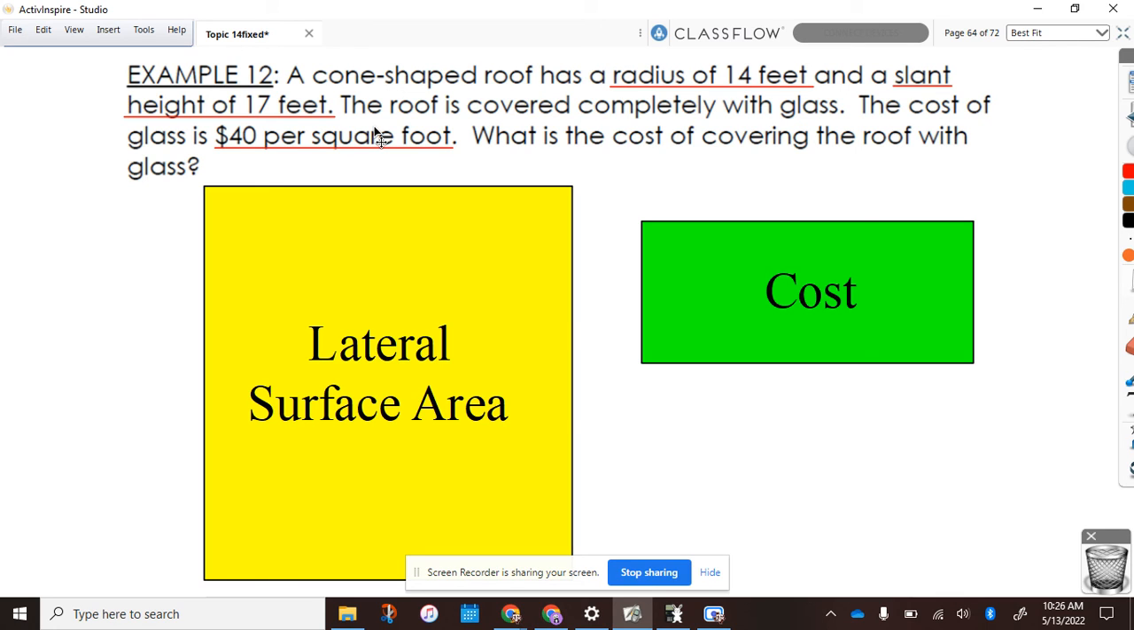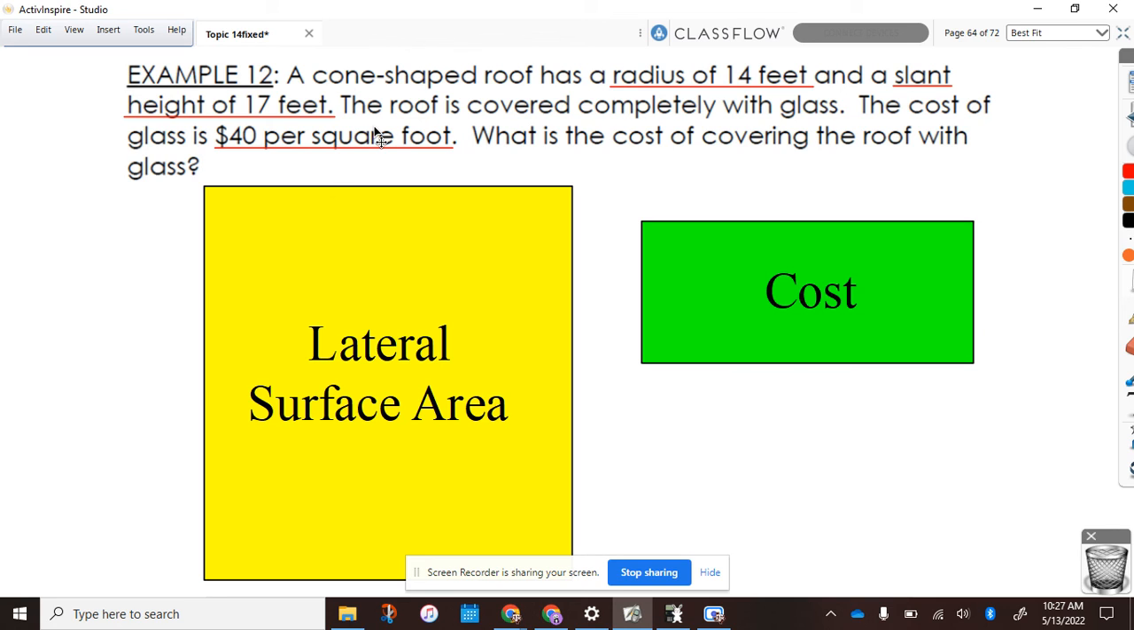This yellow panel that I'm about to pull back says lateral surface area. And I want you to think about why we are dealing with lateral surface area instead of total surface area on this problem. Think about the situation. You are putting a cone-shaped roof on top of a building. What is going on at the base of that cone? Well, if you're putting a roof on the building, the base of that cone is the building. Like it's inside of the building.